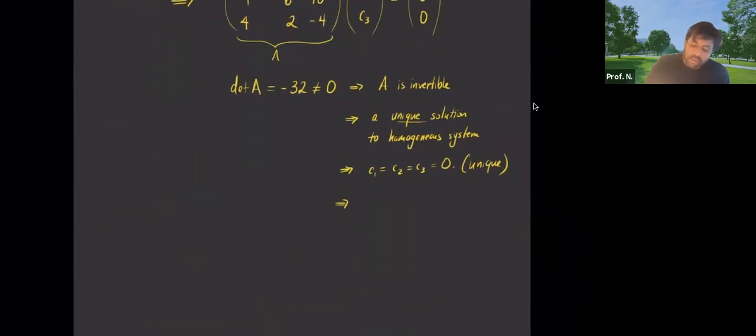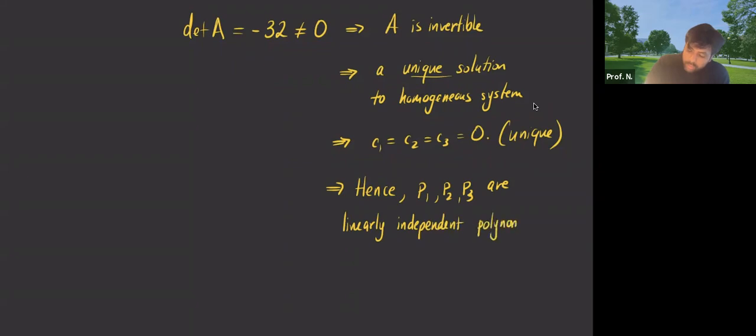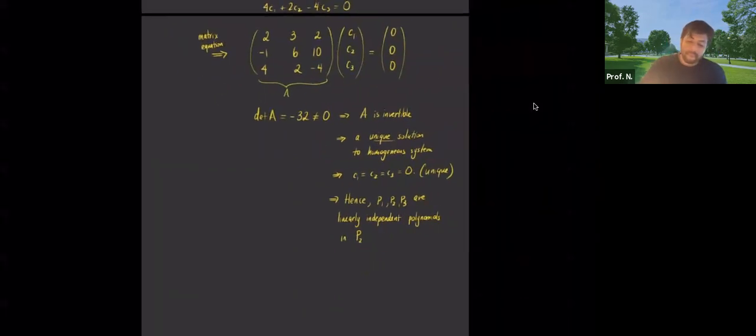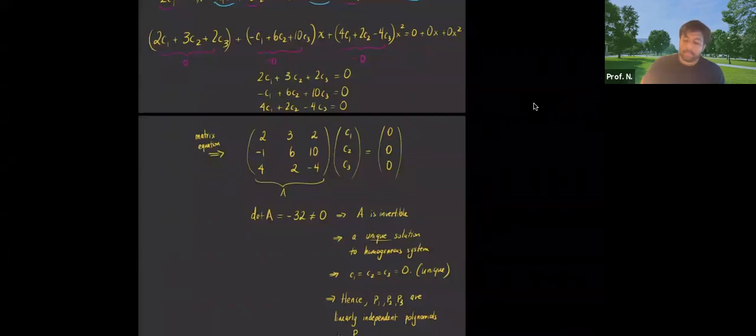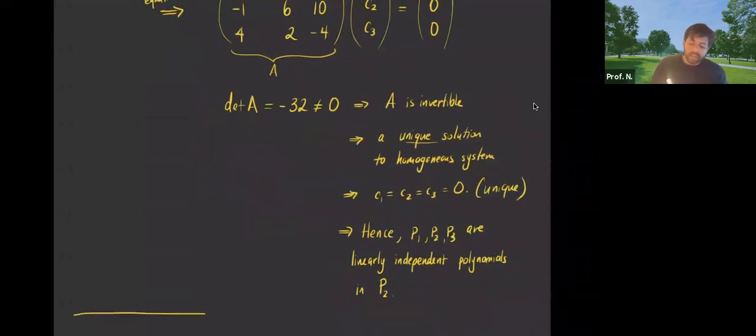We conclude that our polynomials, so we say hence, P1, P2, P3 are linearly independent polynomials in P2. Any questions about linear independence?